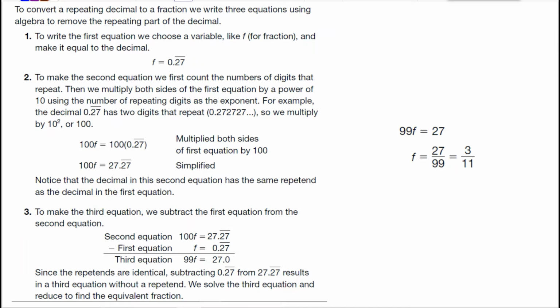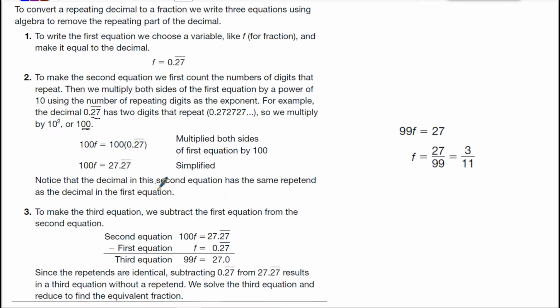So, to write the first equation, we choose a variable like f for fraction and make it equal to the decimal. So f equals 0.27 repeating. To make the second equation, we first count the number of digits that repeat. Then we multiply both sides of the first equation by a power of 10, using the number of repeating digits as the exponent. For example, the decimal 0.27 has two digits that repeat. It's 272727. So we multiply it by 10 squared, or 100, because two numbers repeat, so I have two zeros in my number. Okay, so you multiply both sides by 100.